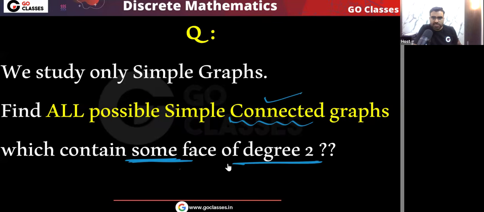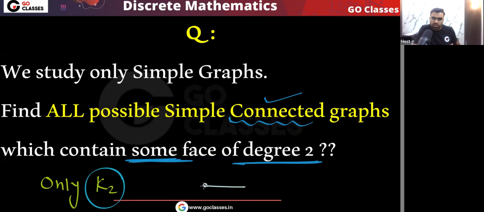Only one such graph is there. Let me tell you. Okay, there is only one such graph, only K2. Other than this, there is no connected graph which has a face of degree 2. Means this is the only graph, K2. If you take, for example, this K2 graph, means this single edge, then the degree you are getting is equal to 2. Other than that, remember, if you take any other graph, you can never get a face of degree equal to 2. Okay, is this clear? Please tell me.